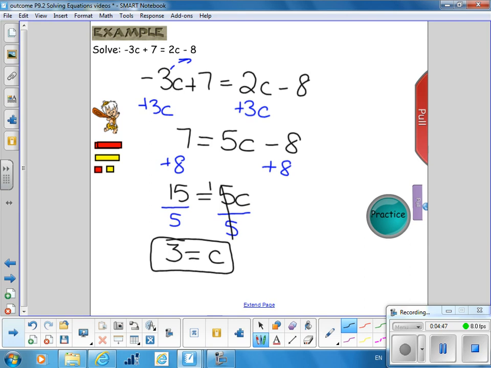So 3 equals c. So it's really one extra step to what we have been doing in the last few lessons. And that extra step is that we're starting with a variable on both sides of the equation, and we need to first combine them together on one side. Doesn't matter whether you go to the left or to the right, you simply use inverse operations to group the like terms.